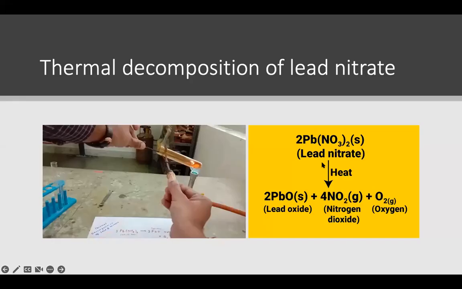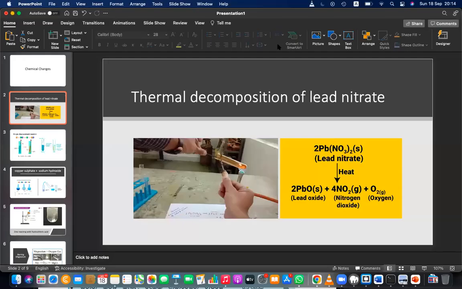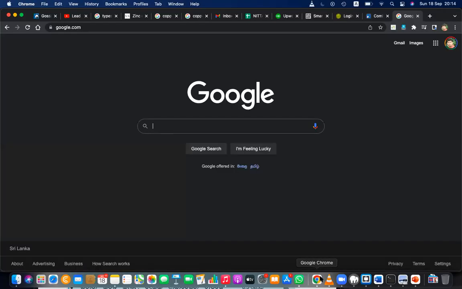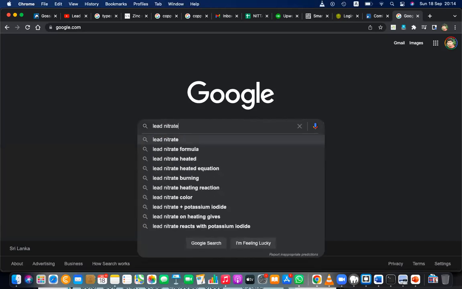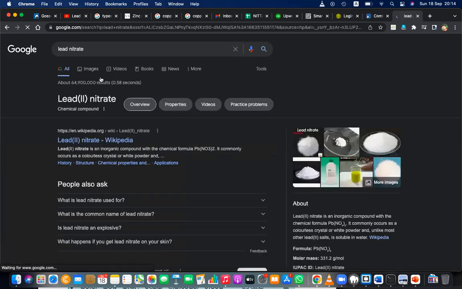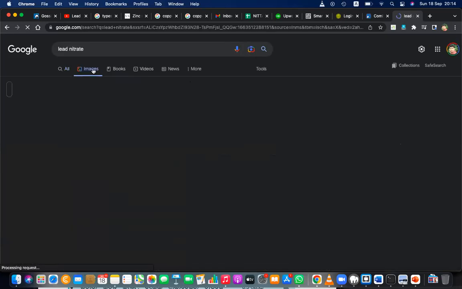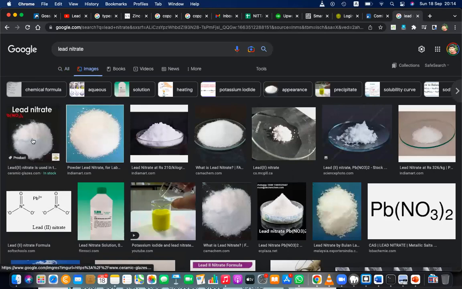So one practical is the thermal decomposition of lead nitrate. Lead nitrate in the lab is a solid, right? You can see the S state refers to solid. The color of lead nitrate is white. If you go to your school lab, you can see it is like white color dust. This is lead nitrate.